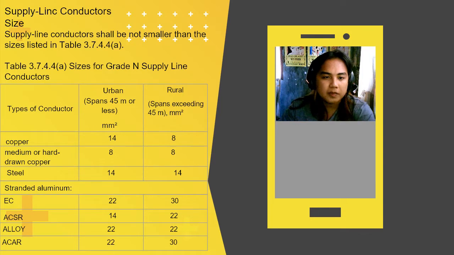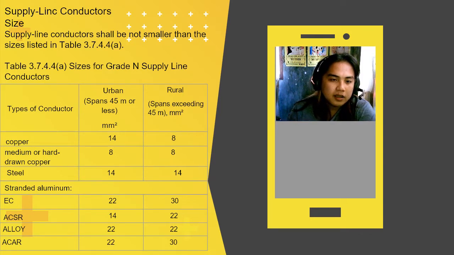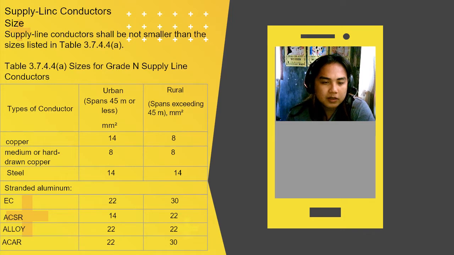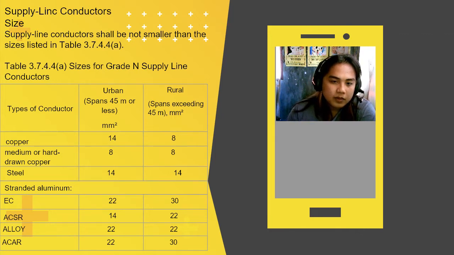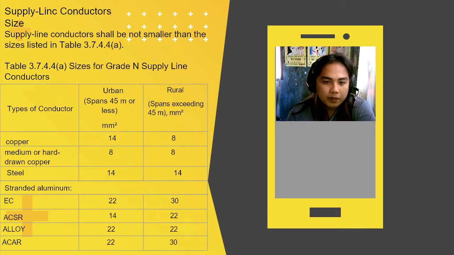For the urban span, 45 meters or less, we have measurements here in square millimeters. For copper, we have 14 square millimeters. For rural, spans exceeding 45 meters, also in square millimeters, we use 8 square millimeters. For medium or hard drawn copper, we use 8, and also in rural we use 8. For steel, we use 14, and 14 also in rural.